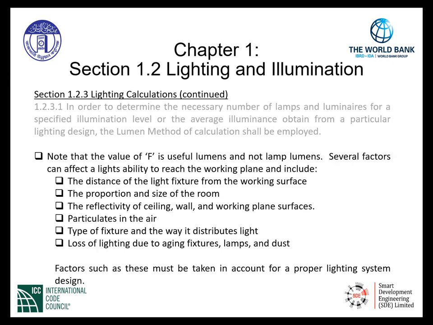Lighting calculations continued. Note that the value F is useful lumens and not lamp lumens. Several factors can affect a light's ability to reach the working plane and include the following: the distance of the light fixture from the working surface, the proportion and size of the room, the reflectivity of the ceiling, wall, and working plane surfaces, particulates in the air that may diffuse the light, type of fixture and the way it distributes light, loss of lighting due to aging fixtures, lamps, and dust. As you can see, there are many factors that go into the value F based on the list of these variables. Factors such as these must be taken into account for proper lighting system design.